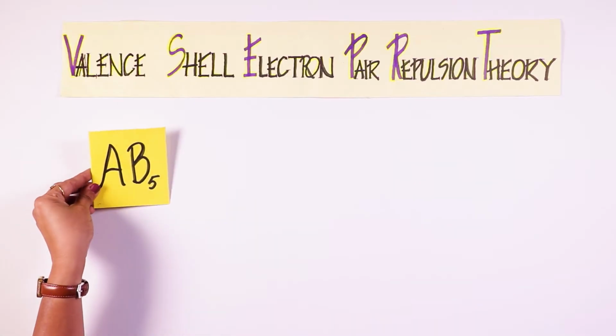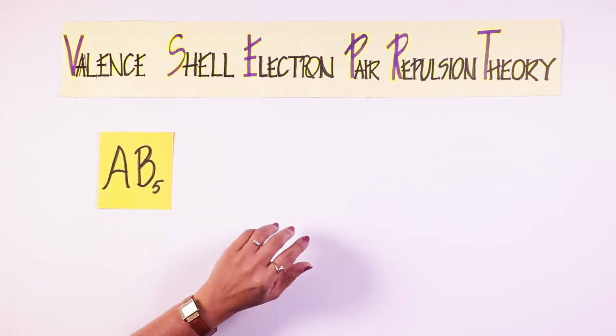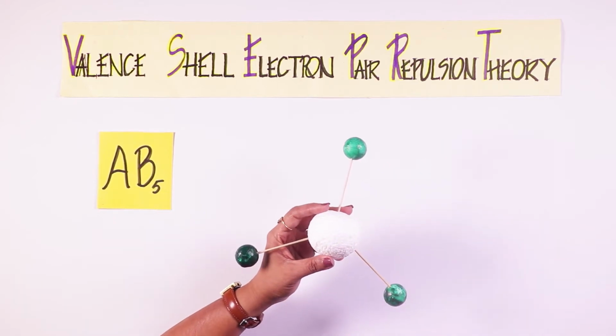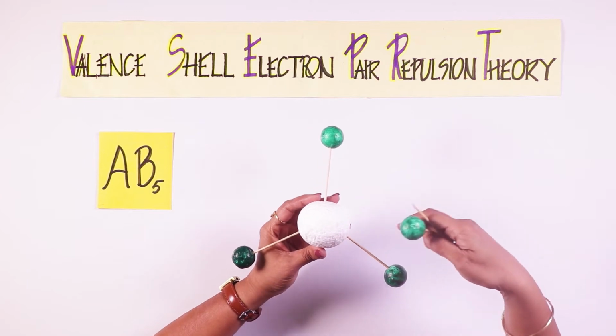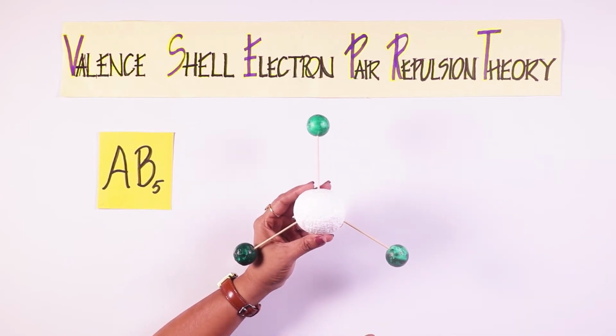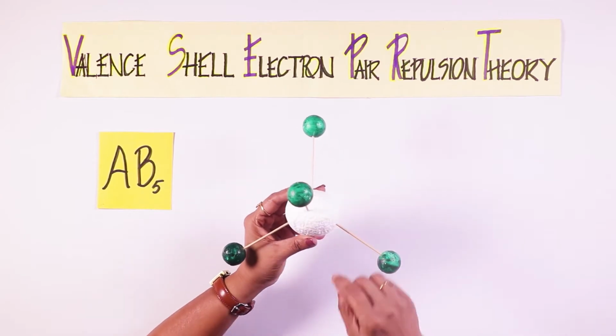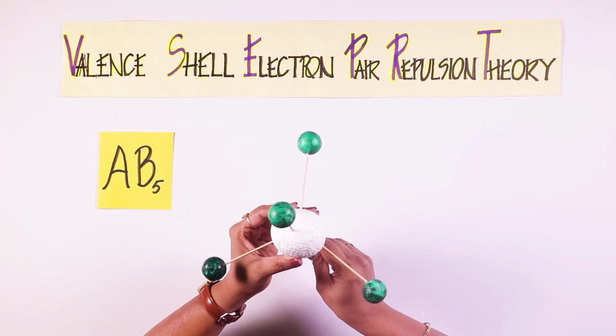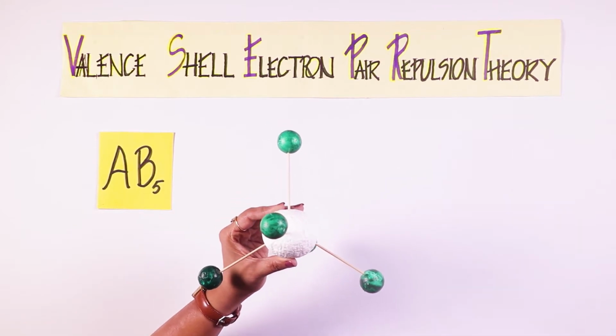Let's have a look at the shape of AB5 molecule, where A is a central atom which has to be bonded to 5 B atoms. 3 of them are placed at the corners of a regular triangle, 1 at the top and 1 at the bottom of the plane. Now the shape looks like trigonal bipyramidal.